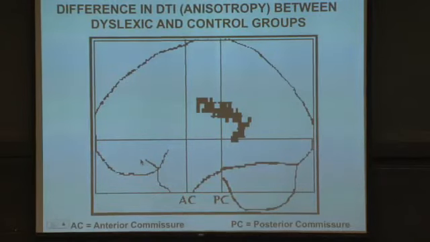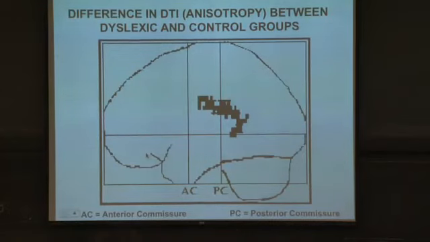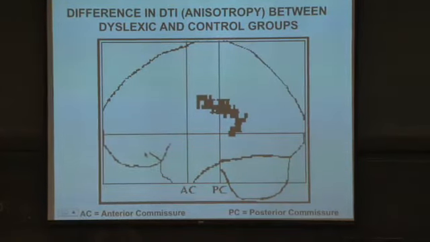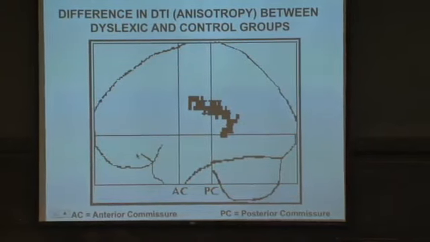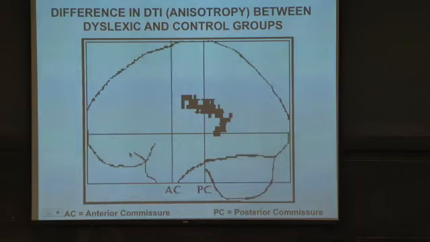And here, for example, is a statistical map comparing this measure of white matter organization between adults who either in their childhood had a diagnosis of dyslexia, where reading was difficult for these individuals, or people who had typical reading development, where they learned to read and it wasn't particularly difficult. And you can see that in this area around the temporal parietal cortex, there's a significant difference.